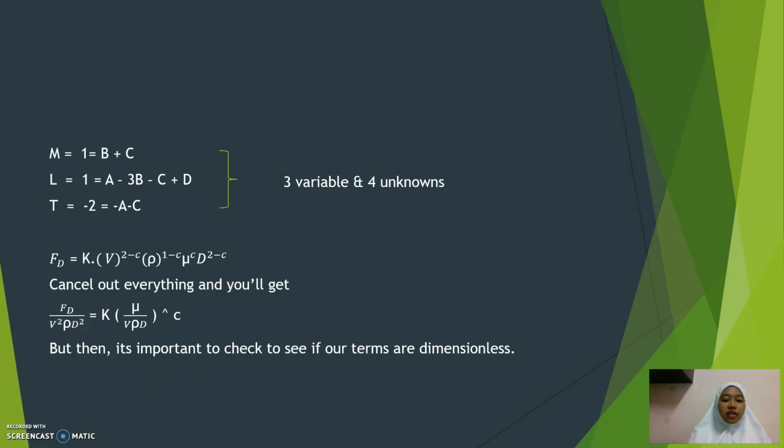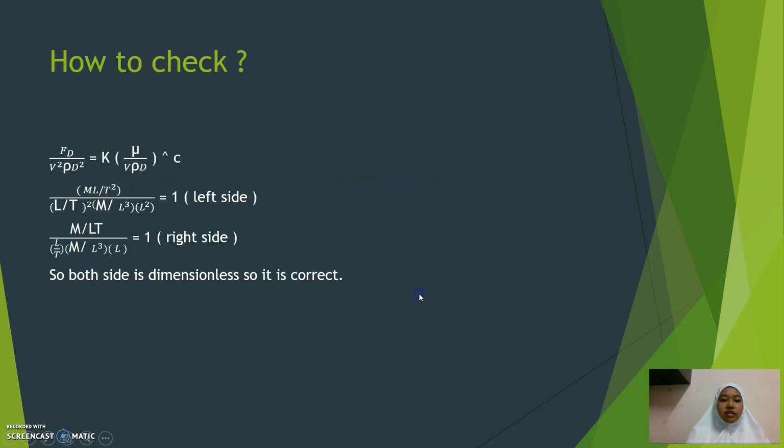But then it is important to check to see if our terms are dimensionless. Then it is correct. So how to check? We have to make sure that the left side and the right side are both dimensionless. So we'll insert the dimension for each side. For the left side, we'll cancel out everything and we'll get 1. For the right side, we cancel out everything and we'll get 1 too. So both sides are dimensionless, so it is correct.